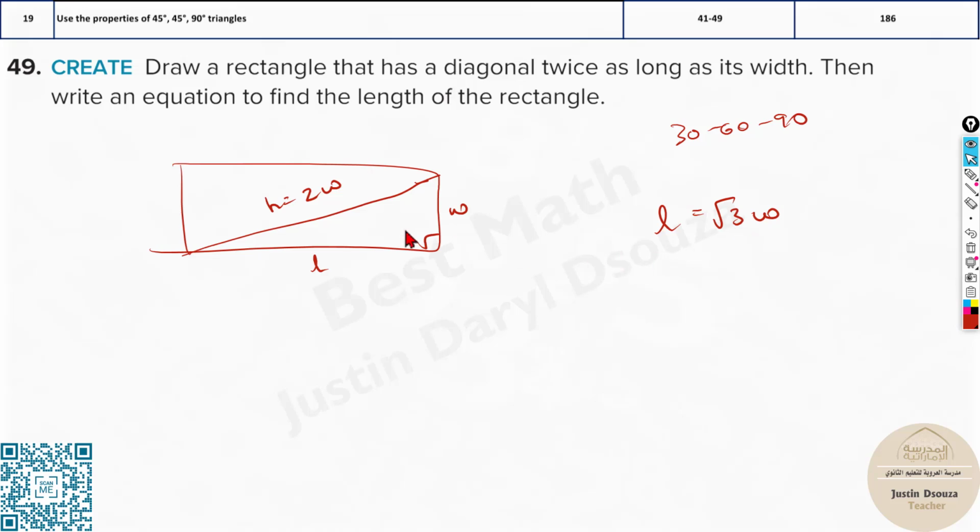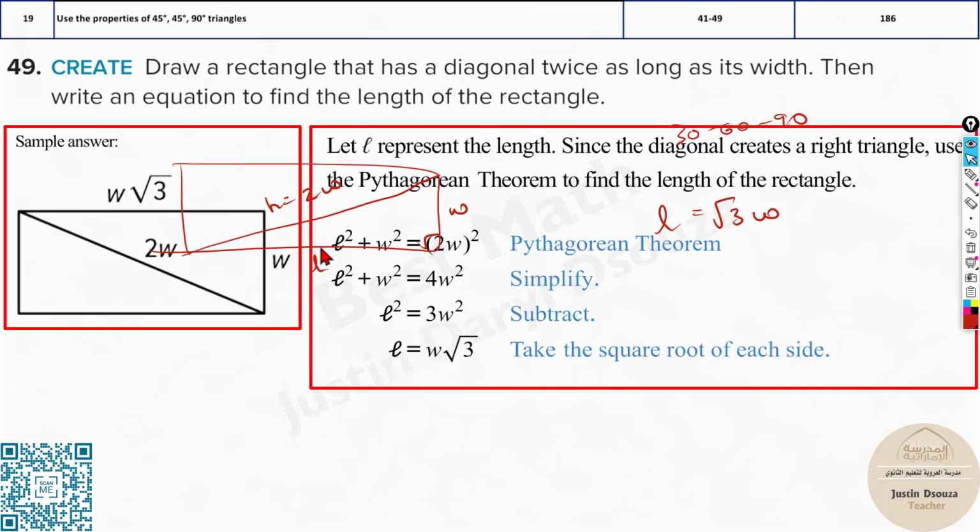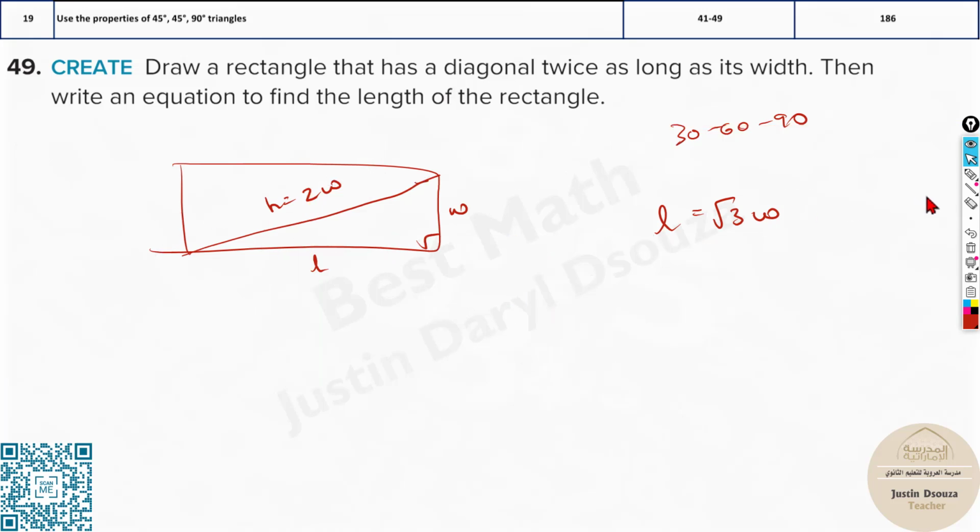You can see over here, they're asking us to prove it, not use the formula directly. So L is unknown, and I need to find this one. So I'll consider this as X. What does the Pythagoras theorem say? It's 2w, the whole square, will be equal to the sum of the other two squares, w squared plus x squared, which is unknown. So let's solve it.